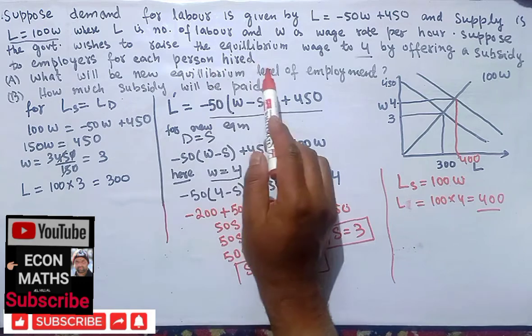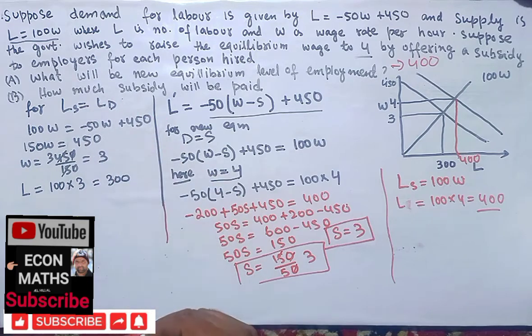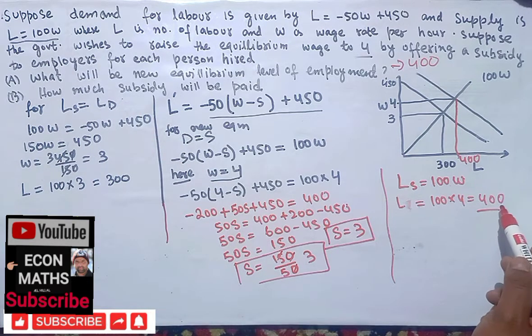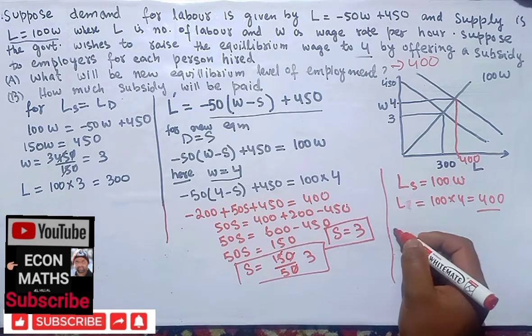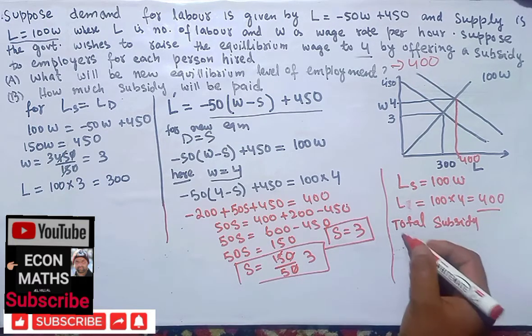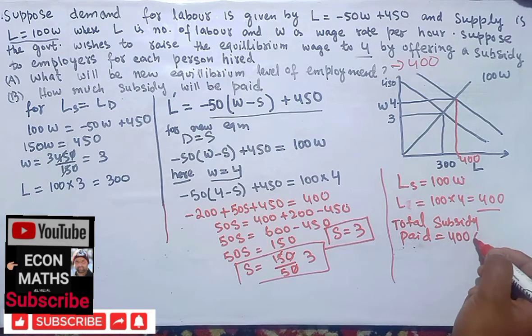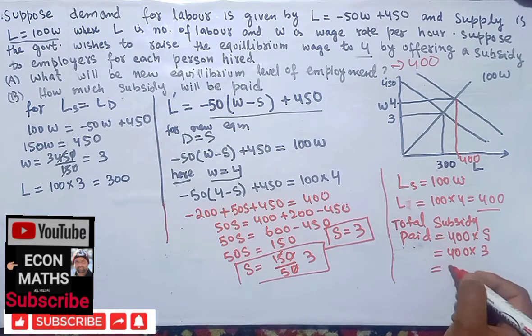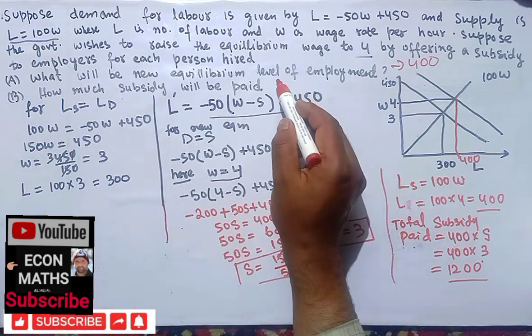So what will be the new equilibrium level of employment? It is 400. Now how much subsidy will be paid? Since there are now 400 laborers as a result of government intervention, the total subsidy government pays would be equal to the number of laborers employed, which is 400, times the subsidy, which is 400 times 3, which is equal to 1200. So for the second part we have 1200.